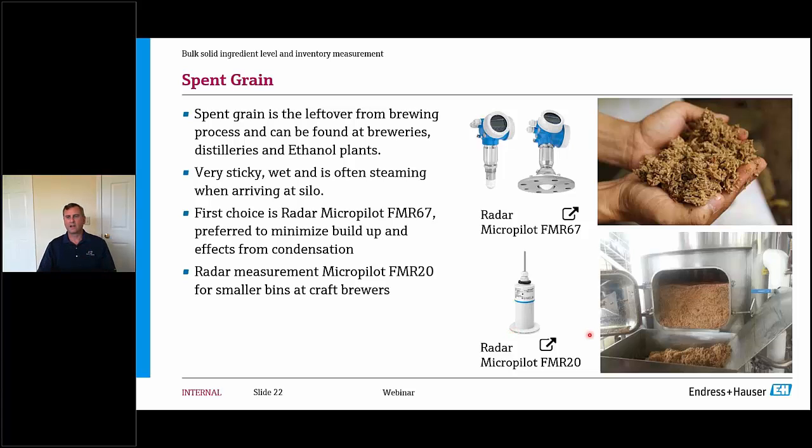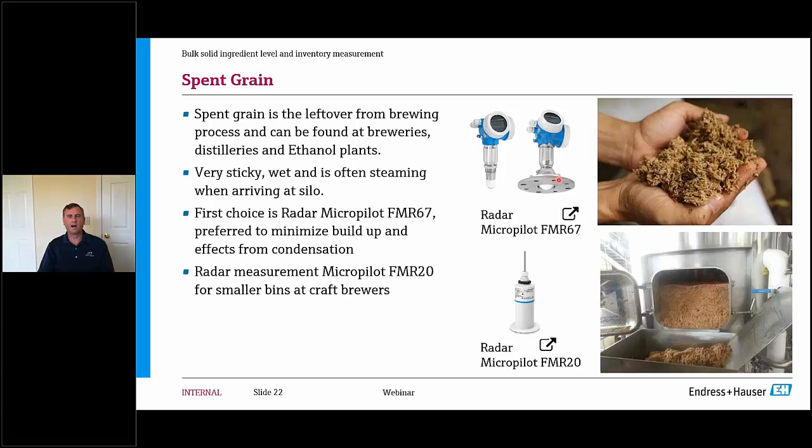And as the silos or tanks, depending on the size, you also need to measure the level in there, because you need to know when you're about to fill up. This can be sticky, wet, steaming, and so on. And again, because of free space radar really doesn't care if there's steam. We have this shape of the antenna, almost like a ball shape, so any moisture and condensation drips off very easily. So you don't have to be worried about condensation buildup on the antenna here.